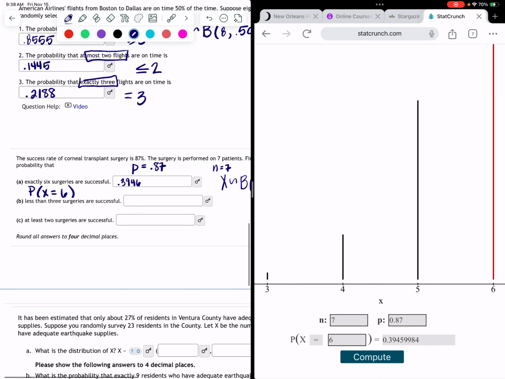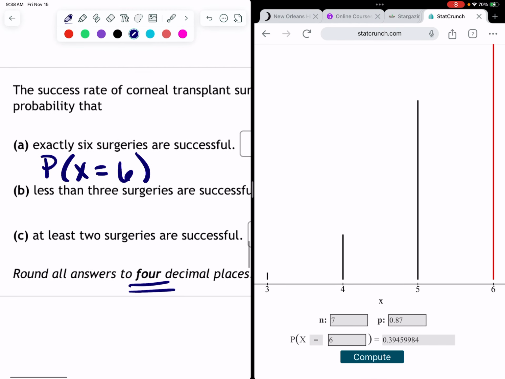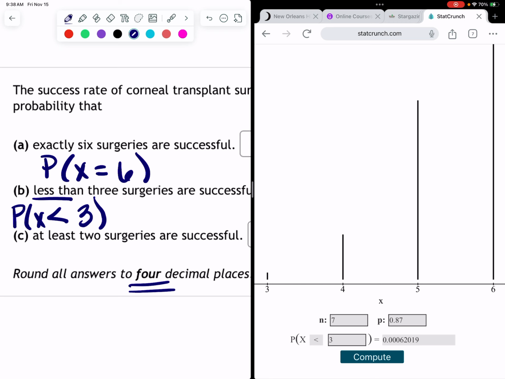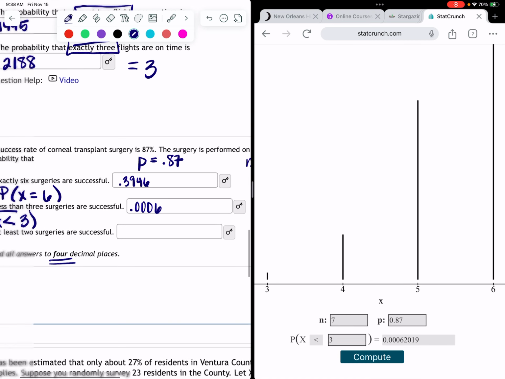Why did I do 4 decimal places? Oh, look, it does have directions that says 4 decimal places. That's why. Less than 3 surgeries are successful. Less than looks like this, so we want the probability that X is less than 3. So I'm going to change my inequality. I'm going to plug in a 3 and click compute. This is 1, 2, 3 zeros and a 6. Which is not a very mathematical way to say that, but that's how my brain interprets it.